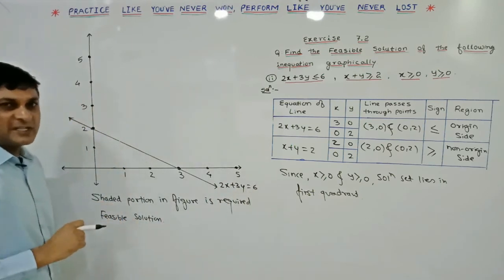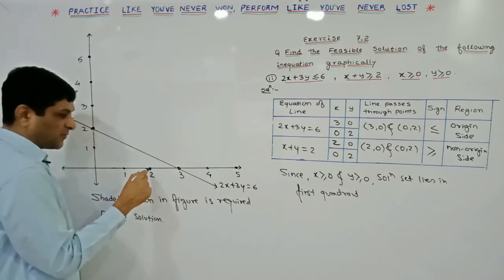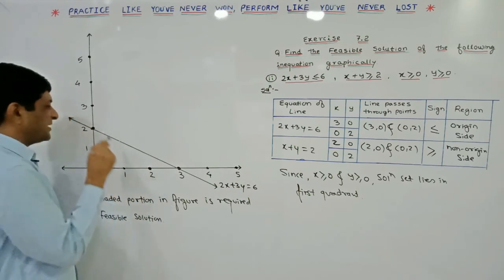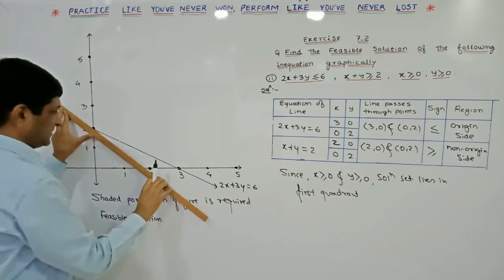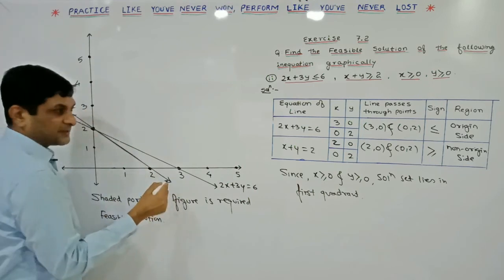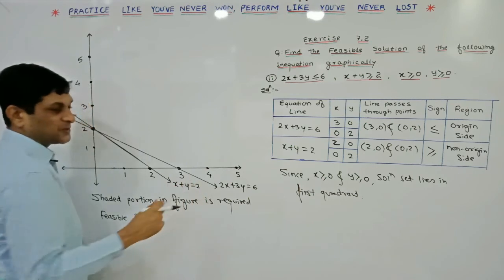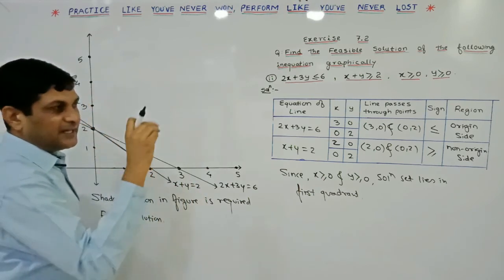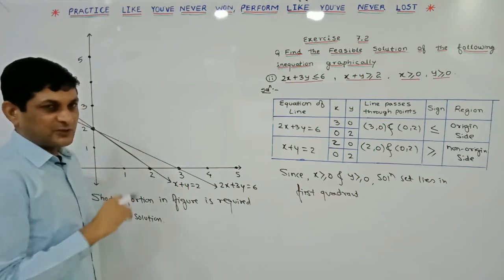Now let us try to construct the line second. x plus y is equal to 2, which passes through the points (2, 0) and (0, 2), means it passes through these 2 points. Once this line is constructed, write down the equation of the line, x plus y is equal to 2. Now using our inequalities, check which part will be our required feasible solution.